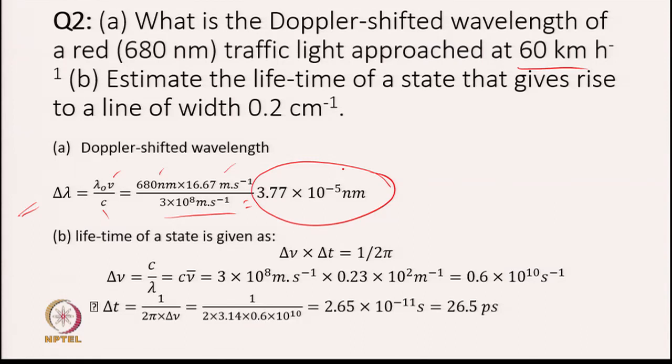The second question is, estimate the lifetime of a state that gives rise to a line of width 0.2 centimeter inverse, and it can be calculated similarly to what we did in question number 1. So, we use the Heisenberg uncertainty principle. Delta nu bar is given, delta nu can be calculated from that, and that comes out to be this per second. Then your delta t will be given by 1 by 2 pi into delta nu, and then you can get the value of lifetime.